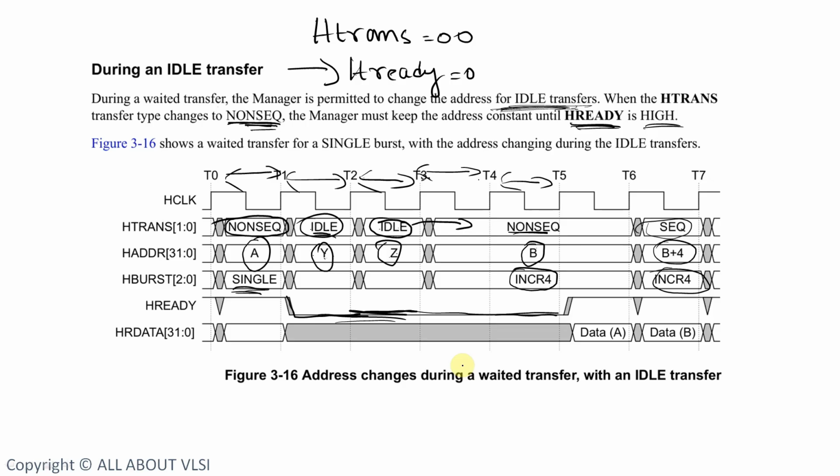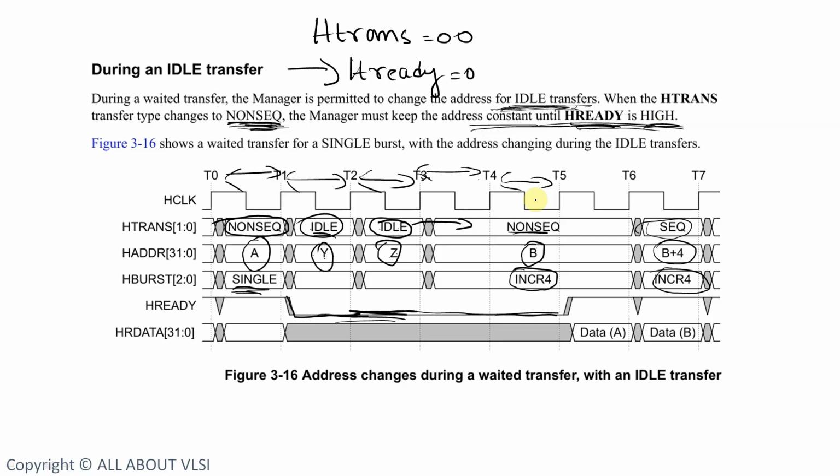The second point is whenever your HREADY is equal to 0, the master is allowed to change the transfer type from idle to non-sequential, and if this transfer type has changed to non-sequential, it should be kept constant until the HREADY becomes high. Okay, so this is the point which we have written here. So whenever your transfer type changes to non-sequential, the master must keep the address constant until HREADY is high.